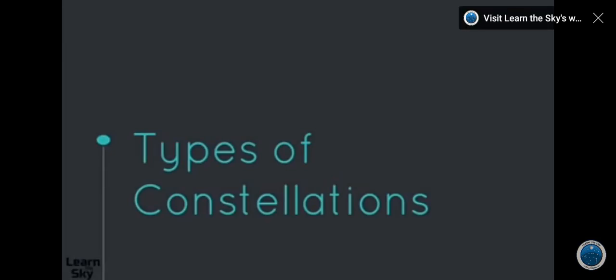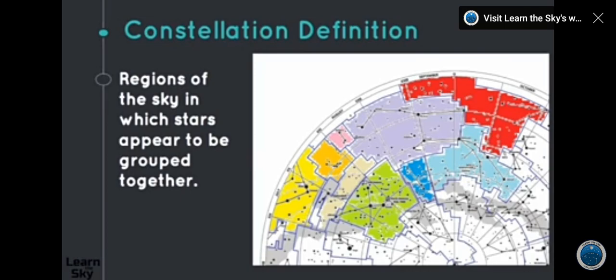We're going to talk about the three different types of constellations that exist out there. So just to review, a constellation is a region of the sky in which stars appear to be grouped together. And constellations really are man-made objects, and it's something that we have been using over thousands of years to help us measure time.